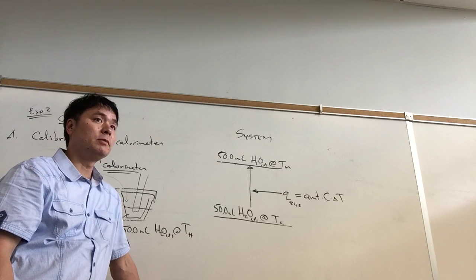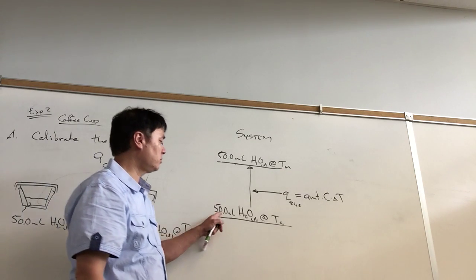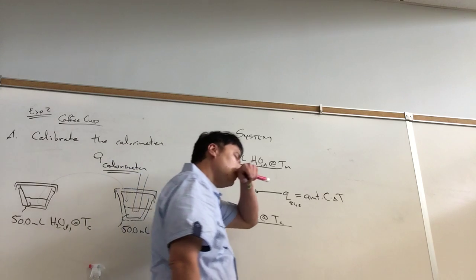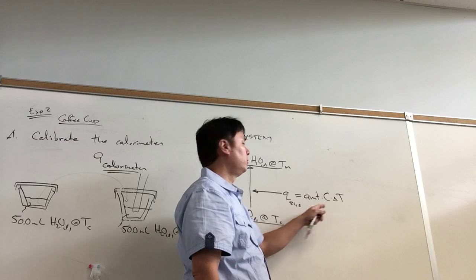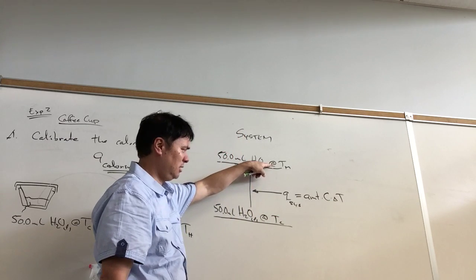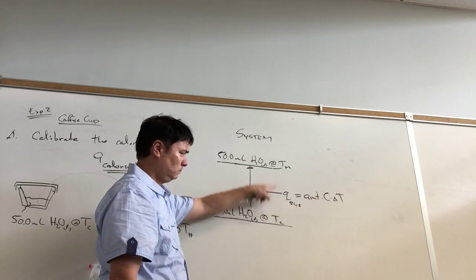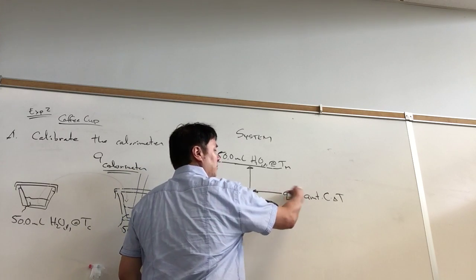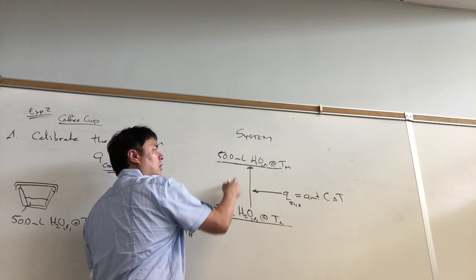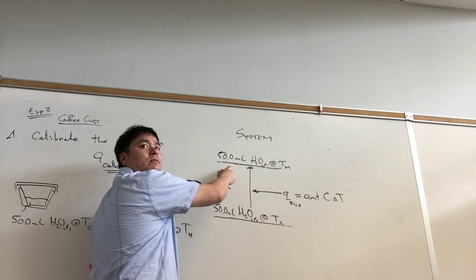1.00 grams per milliliter. And so we have 50.0 grams of water, and we know the specific heat of water, 4.18 joules per gram. We know what delta T is. Delta T is T final minus T initial. And so we could calculate the amount of heat that must have been input into our cold water to warm it up by this temperature.